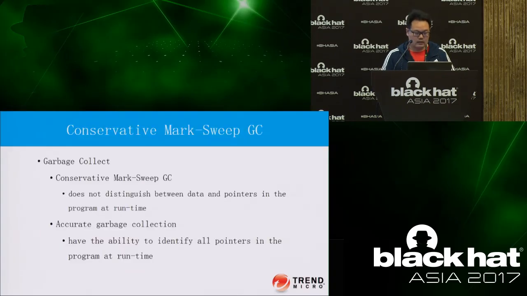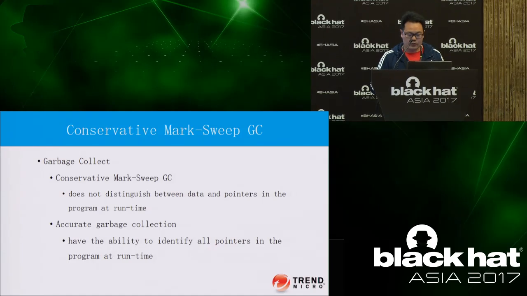Okay. First, I will introduce what a garbage collector is. There are 2 types of garbage collector. The first one is the conservative garbage collector. The second one is the accurate garbage collector. The accurate garbage collector has the ability to identify all the pointers in the program at runtime. But the conservative garbage collector doesn't distinguish between data and pointers in the program at runtime.